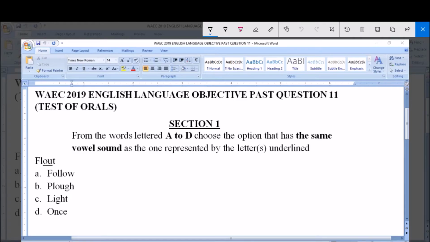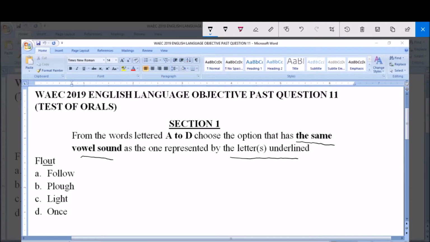Hello, I'm going to be answering WAEC 2019 English Language Objective Past Question 11 under Test of Orals Section 1. Now the instruction is from the words lettered A to D. Choose the option that has the same vowel sound as the one represented by the letters underlined. So we are looking for the option that contains the same vowel sound from the letters.